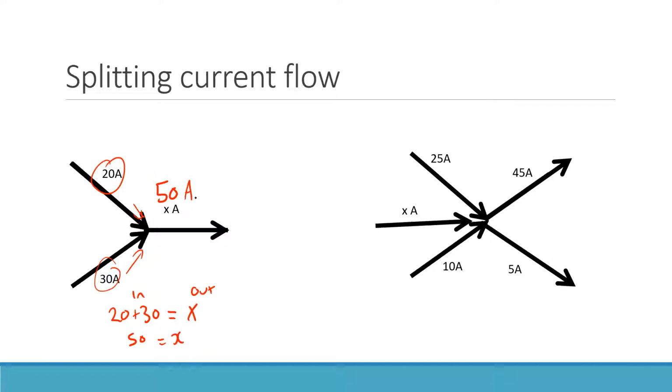Let's take a look at this one here. We've got 3 going in and 2 going out. Going in, we have 25 plus 10 plus X. Coming out, we have 45 plus 5. That's going to give us 35 plus X equals 50, which means that X is what?